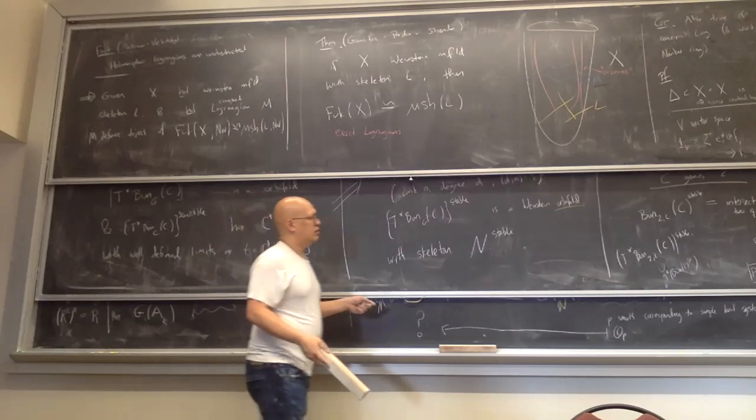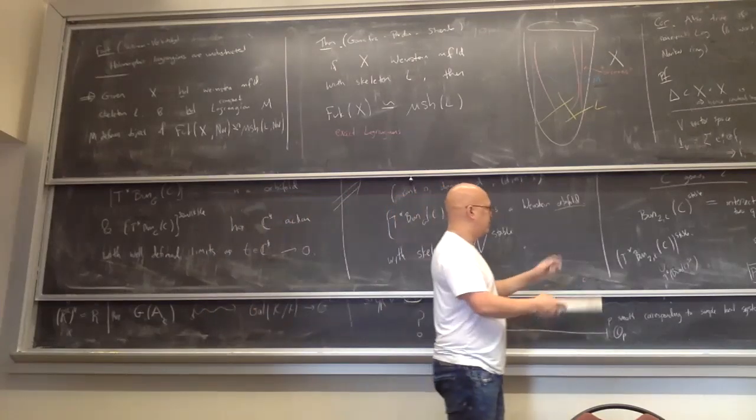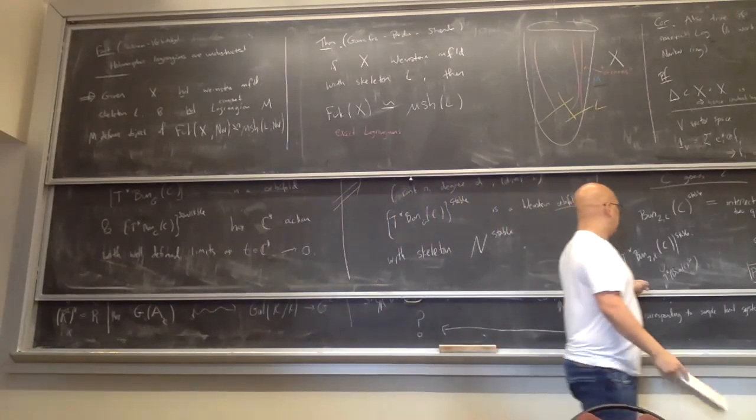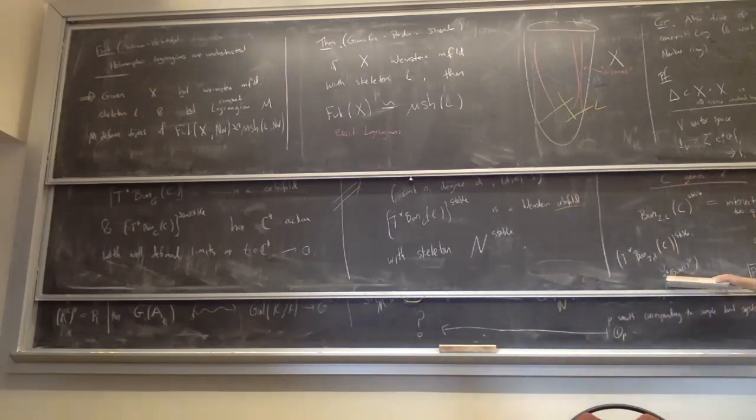What? No, I didn't say anything of the sort. I said that the Lagrangian is the zero section inside this, union the conormal bundle to this guy, and then capped off in some way.